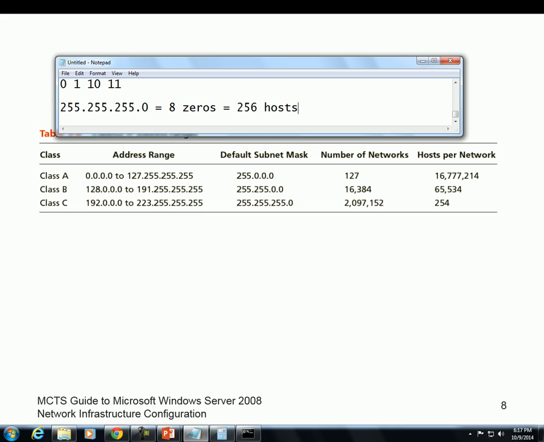Broadcast, not reserved. Subnet what? Not default gateway. Subnet ID and broadcast.